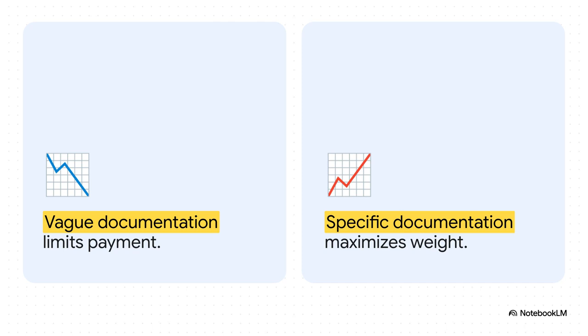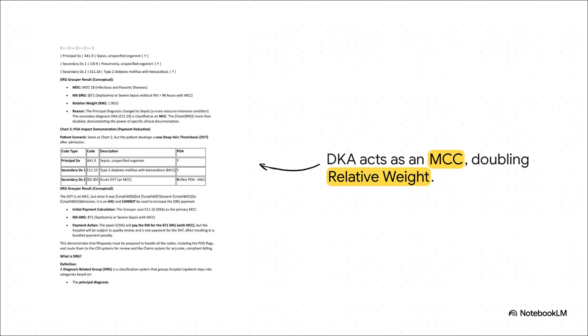But now, imagine that same patient's clinical truth was actually much more severe, but the documentation was just poor. If the physician specifically documented that the patient had sepsis and that their diabetes was actually diabetic ketoacidosis, or DKA, well, the entire picture changes instantly. By changing the principal diagnosis to sepsis, which is a much more resource-intensive condition, and capturing the DKA as a secondary diagnosis, we introduce an MCC into the mix. Notice how the relative weight, or RW, jumps up to 1.9015. It literally more than doubles.